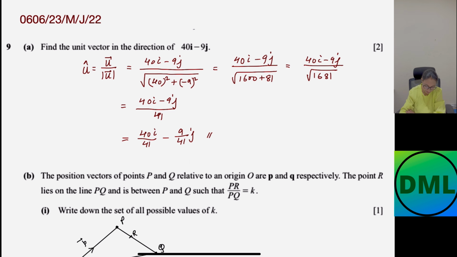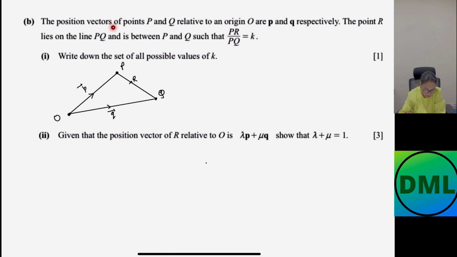Let's see the second part here. The position vectors of points P and Q relative to an origin O are vector P and vector Q respectively. The point R lies on the line PQ and is between P and Q such that PR over PQ is equal to K. Write down the set of all possible values of K.